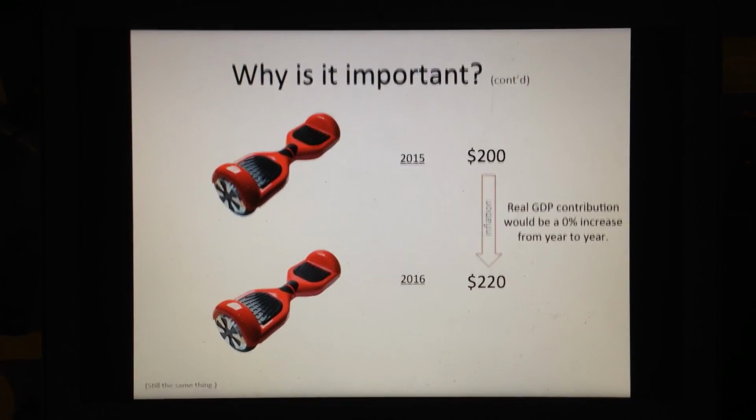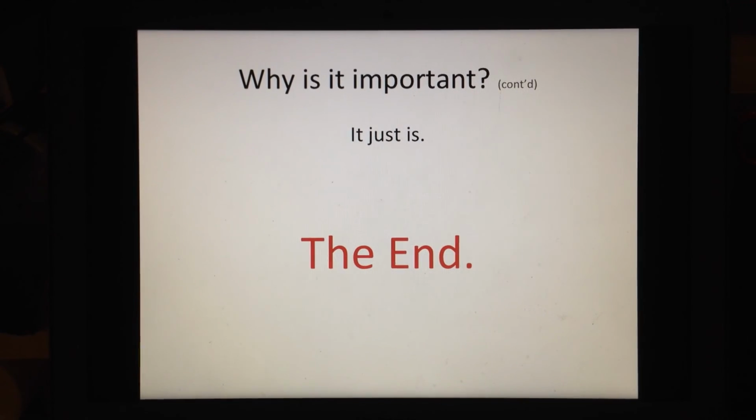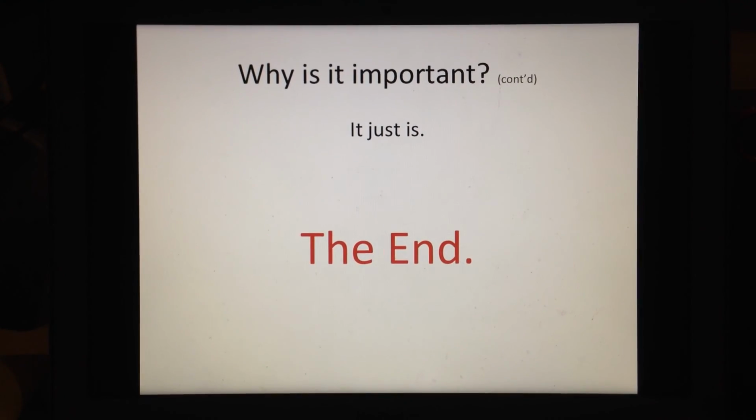Next time someone asks you why all of this is important, reply with, "It just is, because no one wants to hear any of this." The end.